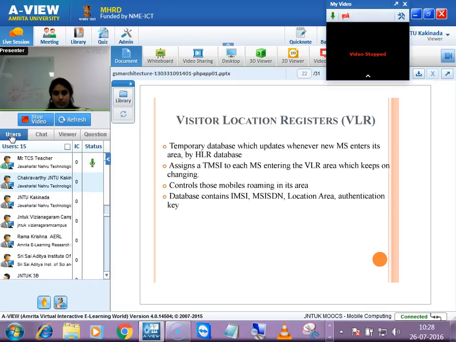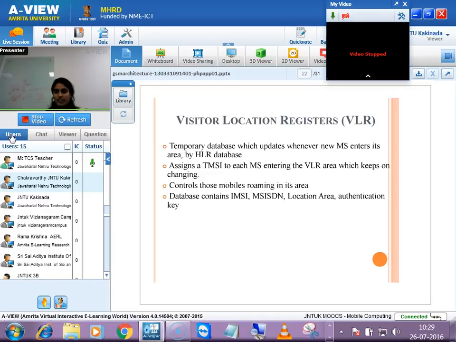And it controls those mobiles roaming in its area. Whenever you roam, since you are going to some other location, it comes under roaming. At that time, your home MSC and home HLR can't do anything. The VLR will ask the MSC whether some person of your MSC has come to its network and whether it can provide him services. Then the home MSC will confirm, yes, he is my subscriber.